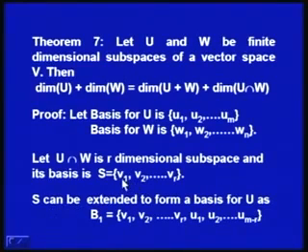Now since it is an intersection, these vectors belong to U also. This is a basis, so these vectors will be independent. These vectors belong to W also. So we can extend this basis to form a basis for U, but U is m dimensional. So let us add m minus r vectors to B1. So B1 becomes v1, v2, up to vr, u1, u2, up to um minus r. So the total number of vectors is m, and we have a basis for U.